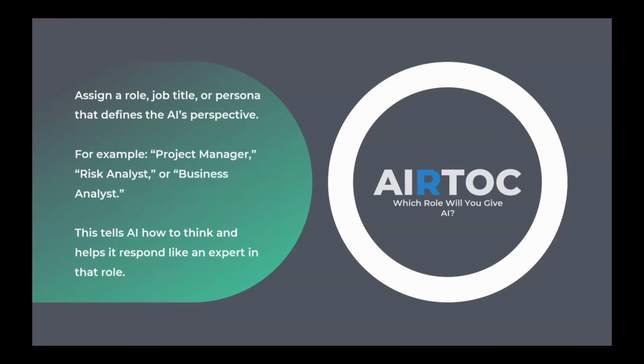Next is the role. This is where you assign a role, a job title, or a persona to the AI, and this defines how the AI should respond. You want to give it roles like project manager, risk analyst, business analyst, scrum master. You want to give it a role that actually makes sense. So in other words, an actual resource that you may have on your project team, that's the role you want to give AI. Don't make up roles. The more aligned the role is to the type of deliverable you're creating, the better. So for example, you wouldn't get an executive to write a project charter.